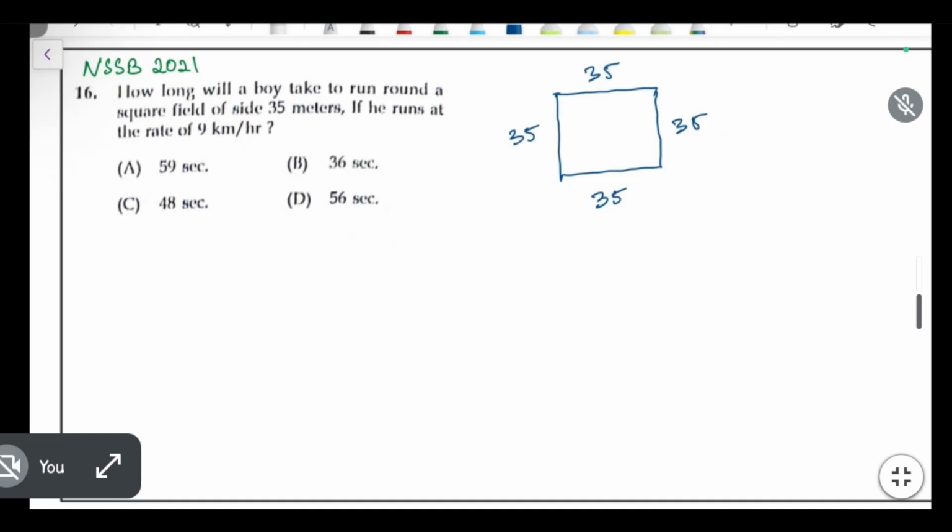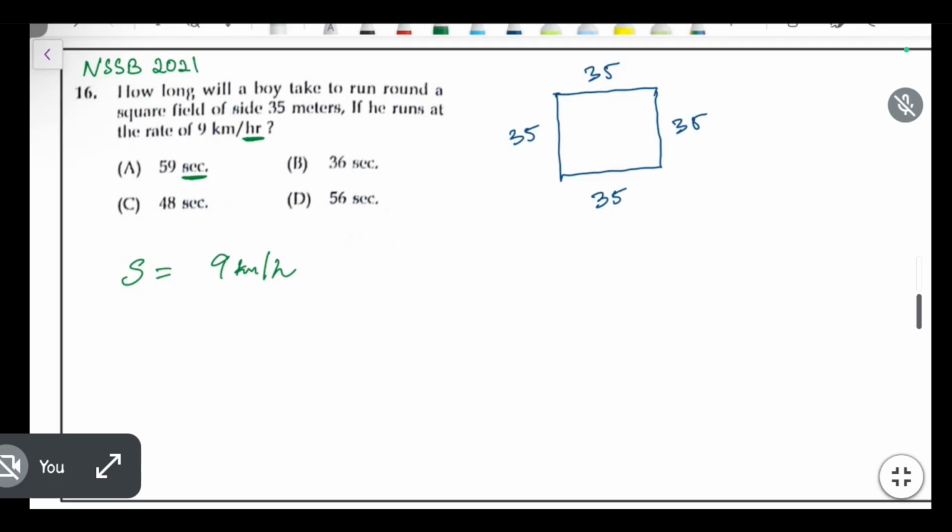Now, if he runs at a rate of this one, so what is given? Speed is given as 9 kilometer per hour. But remember, our option here is in terms of second, and our time here is given in terms of hour. So I need to convert that. That's one thing. But let's find the distance here.